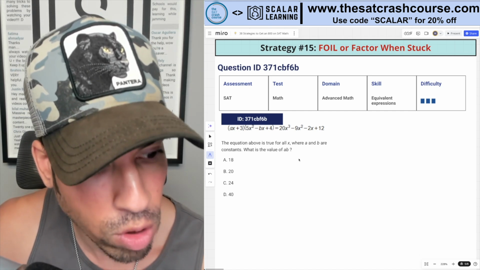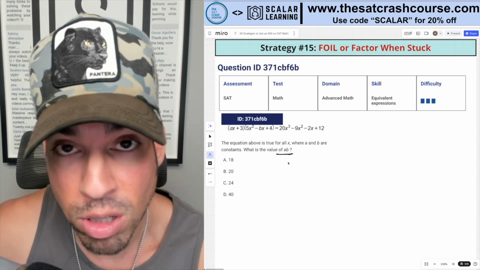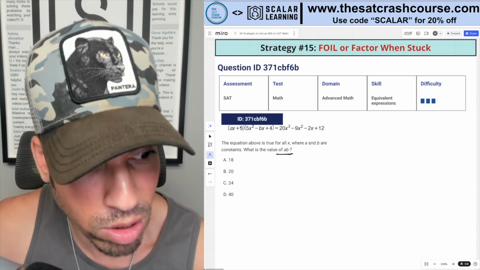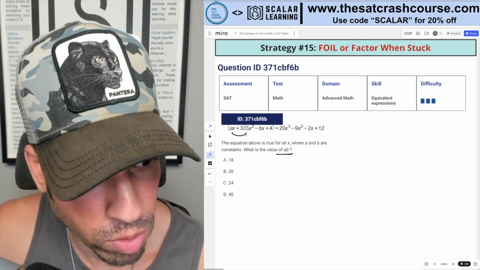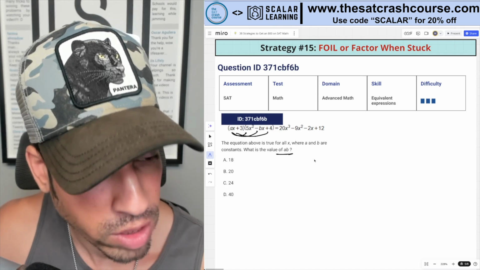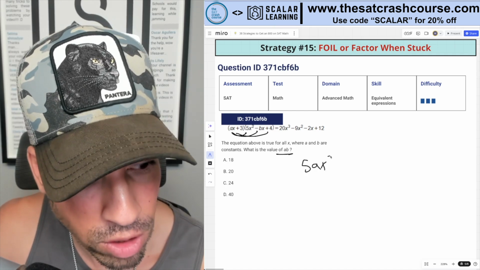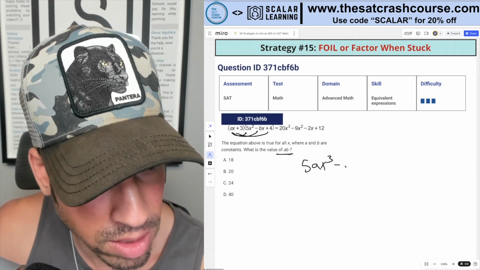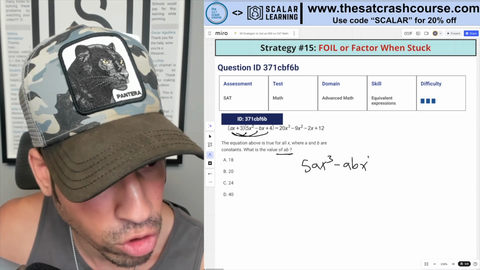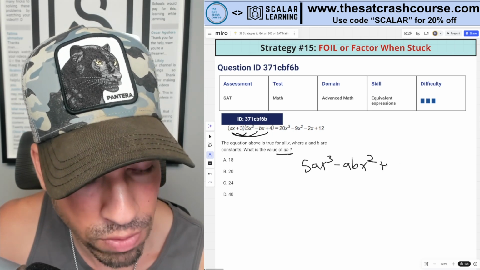And again, we're trying to solve for the value of a times b, the product of a and b. So we need to solve for a and b. So let's check this out. I'm going to distribute here, here, and here. So that's going to give me 5ax cubed, right? Then ax times that is negative abx squared. And then ax times 4 is 4ax.